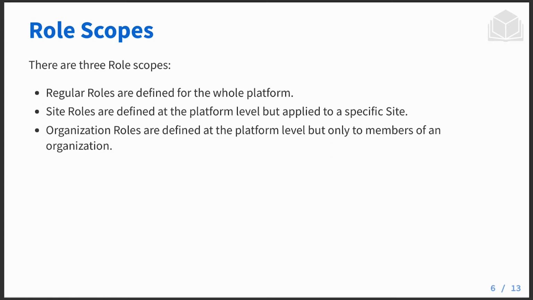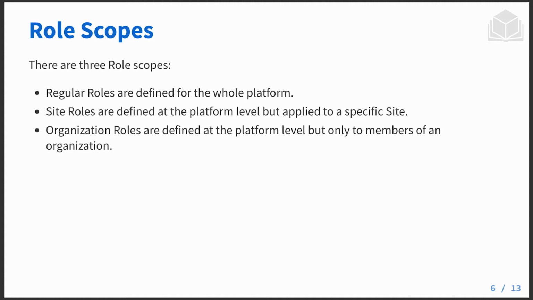Now there are role scopes that are going to represent where we can actually do something on the platform, okay? So again, a role is a collection of permissions. A permission is an action on a resource. The scopes is going to determine where we can perform those actions on a particular resource, okay? The three scopes are regular, sites, and organizations, okay? Now regular is just going to be the entire platform. So if I have a regular role, okay, that means I can perform an action on some resource anywhere on the platform. So if my role is to create content, okay, and it's a regular content creator role, that means that I can create content on any site in the platform.